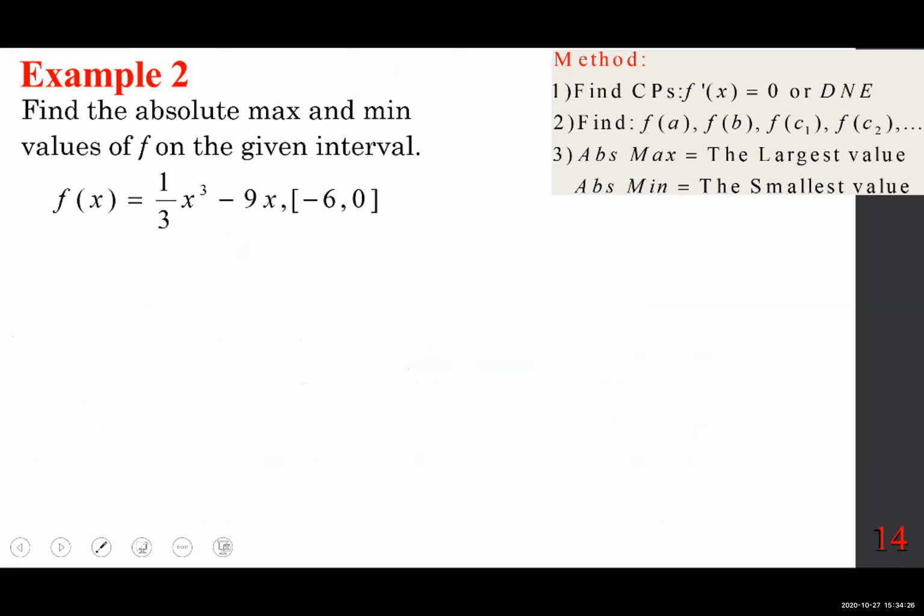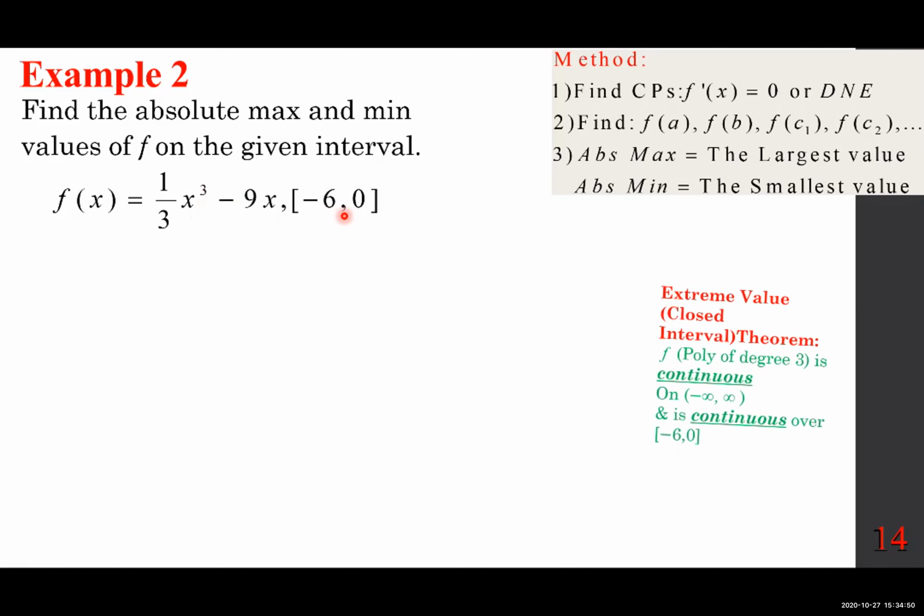All right, so let's start with a simple example. The methodology is given, but before we start, we'll look at the function. What type of function is this? This is a polynomial of degree 3. Therefore, it's continuous from negative to positive infinity. Therefore, it's continuous from negative 6 to 0. So that's the first thing we must make a note of.